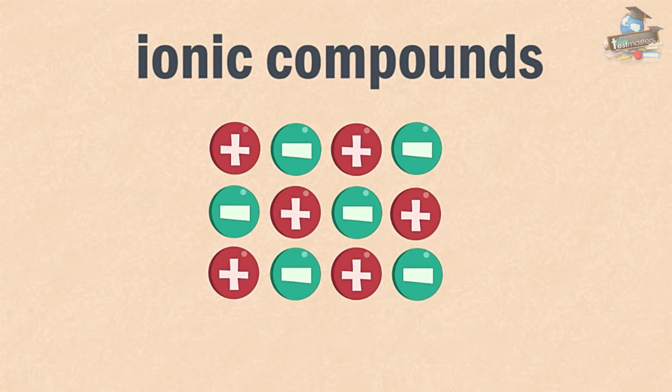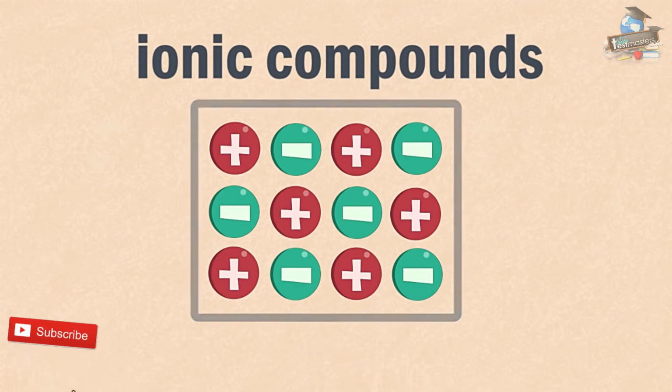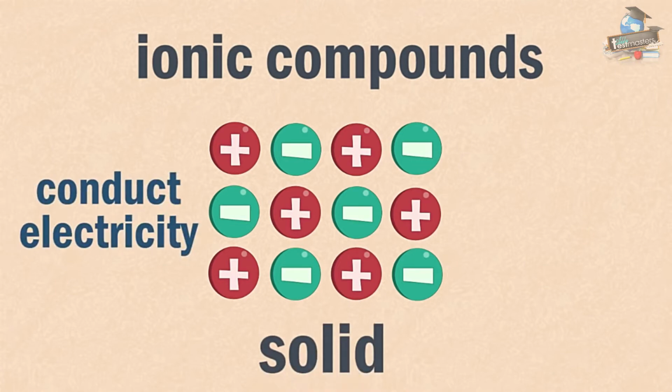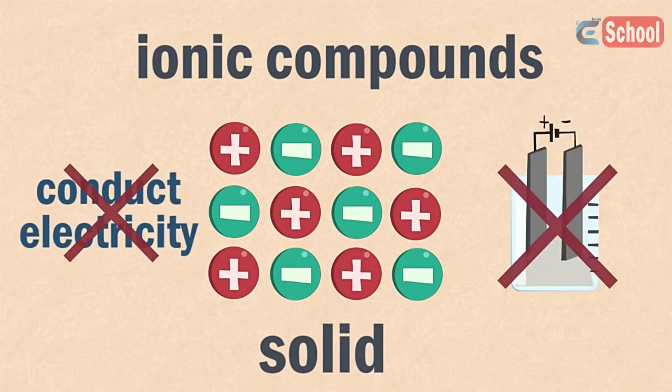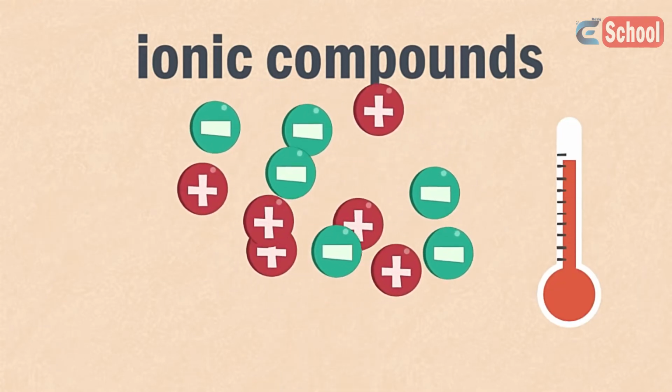Ionic compounds are formed by the strong electrostatic bonds between positive and negative ions. The oppositely charged ions are locked into a rigid and regular structure, and since the ions are fixed in position and aren't free moving, an ionic solid cannot conduct electricity or undergo electrolysis. But one way of making it conduct is to heat it until it melts.